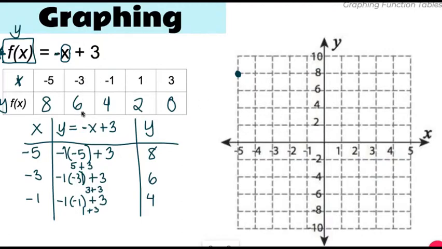Then we have negative 3, 6. Negative 1, 4. 1, 2. 0, 3.